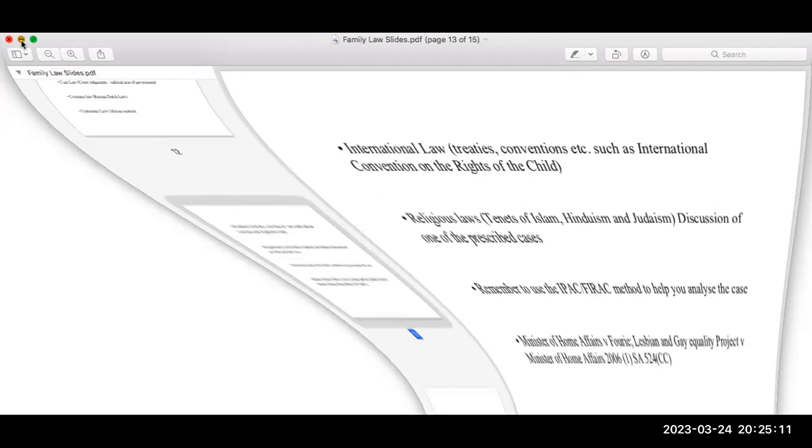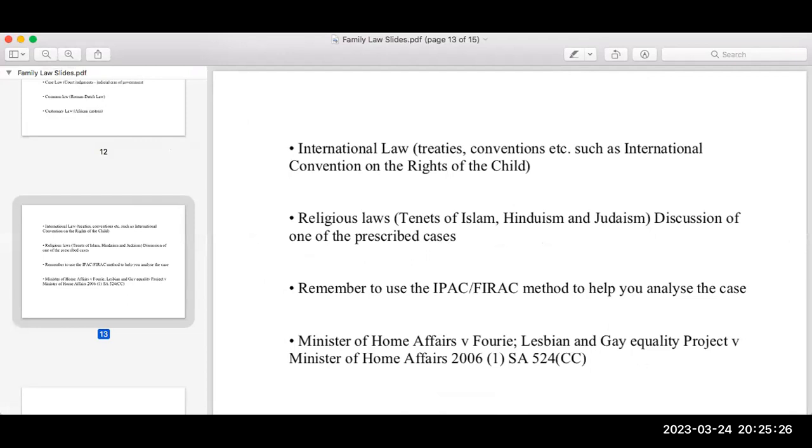Then the court ordered, because the court doesn't make legislation, that this legislation be amended so as not to discriminate against same-sex couples in South Africa. But instead of amending the legislation, because the Marriage Act was never amended, the Civil Union Act was enacted. That's why I said this is a very important case, and we're going to talk about it now.